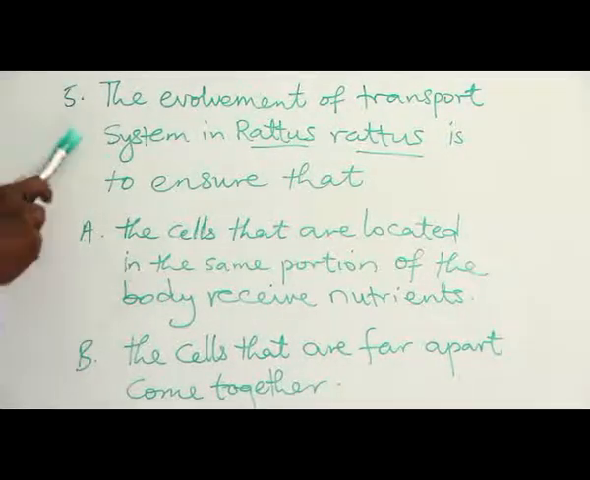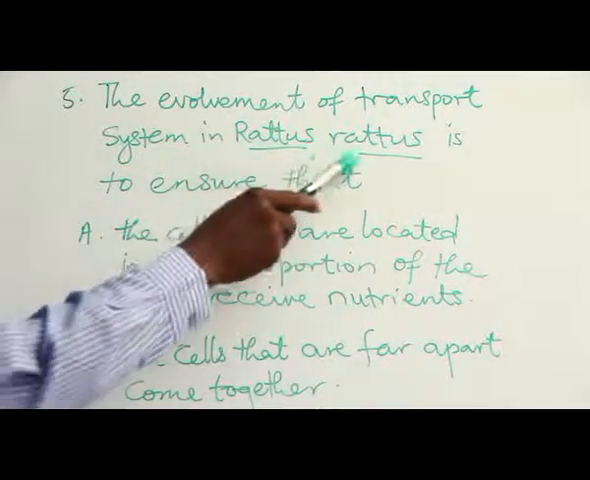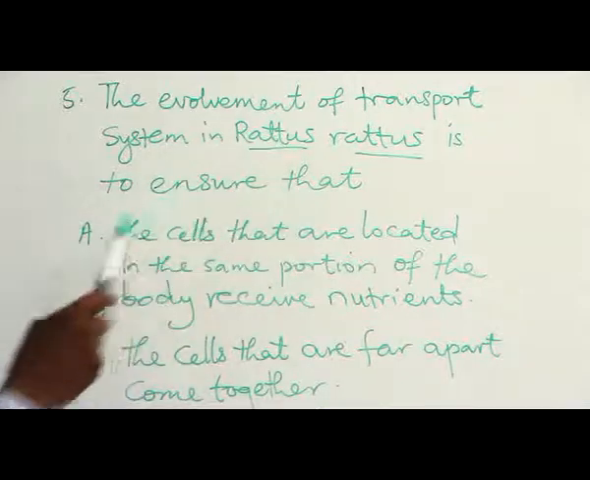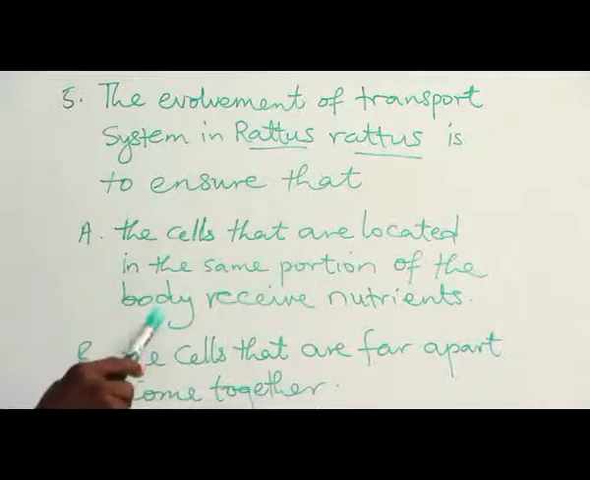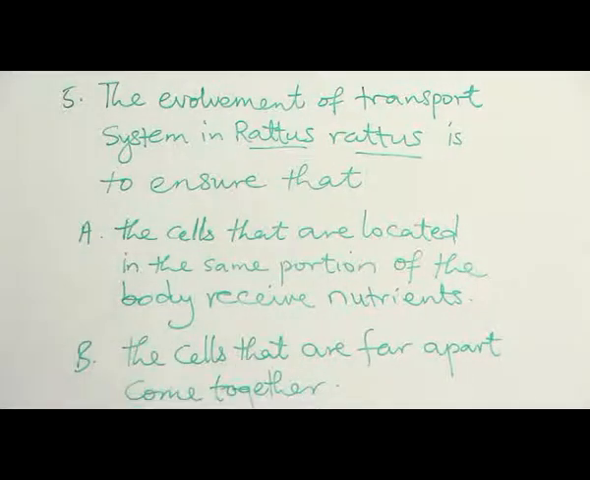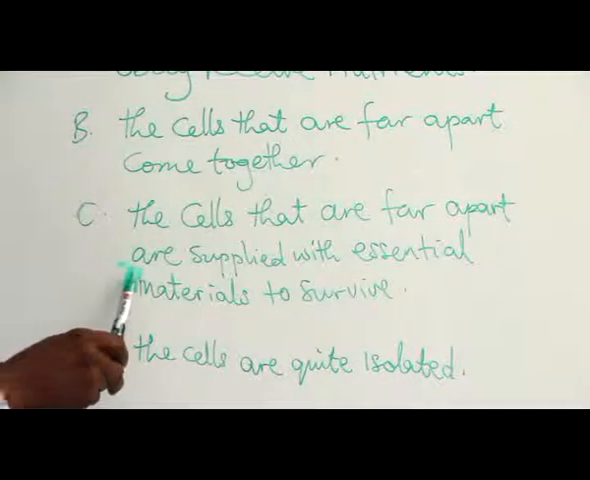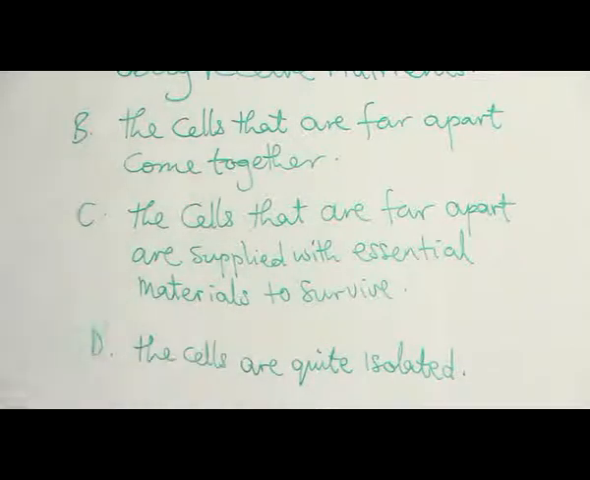Example 5. The involvement of a transport system in Rattus rattus is to ensure that A, the cells that are located in the same portion of the body receive nutrients. B, the cells that are far apart come together. C, the cells that are far apart are supplied with essential materials to survive. And D, the cells are quite isolated.